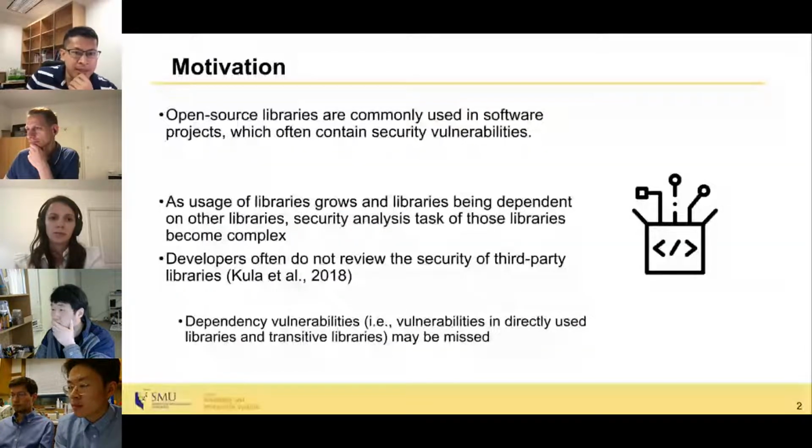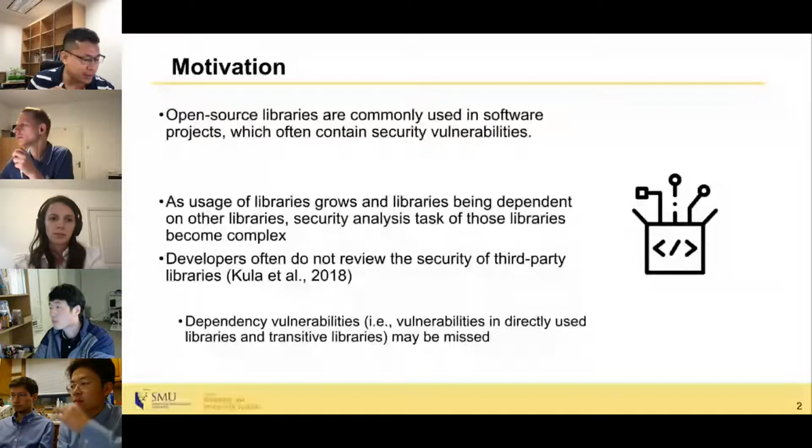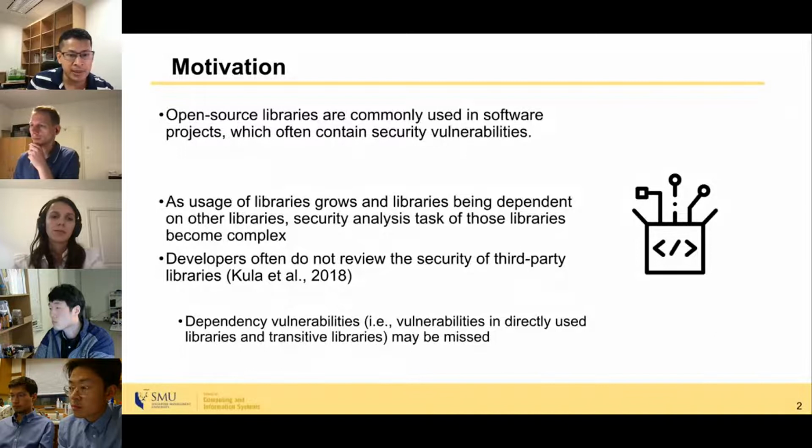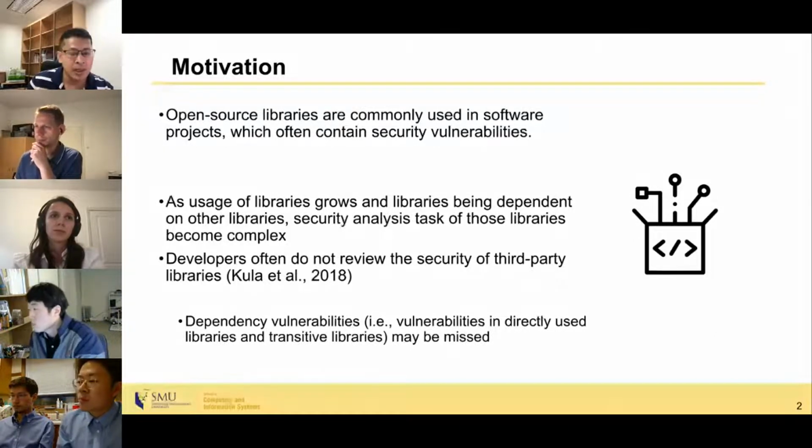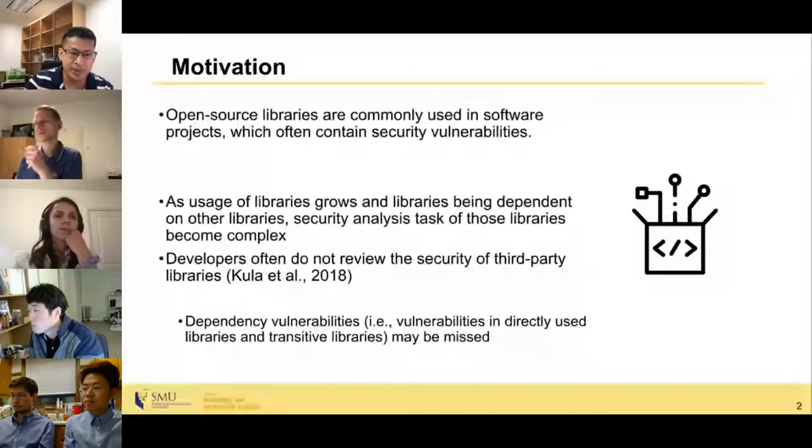Open source libraries are commonly used in software projects nowadays, and it turns out that they also often contain security vulnerabilities. As the usage of libraries grows and libraries depend on several other libraries, security analysis of those libraries becomes very complex. What makes it worse is that a report from Kula et al. in 2018 says that developers often do not review the security of third-party libraries that they use. As a result, dependency vulnerabilities, that is, vulnerabilities in directly used libraries and transitive libraries, could be missed.